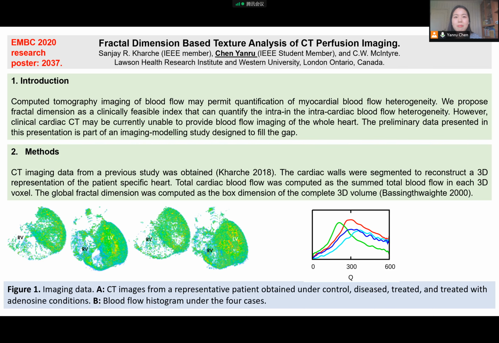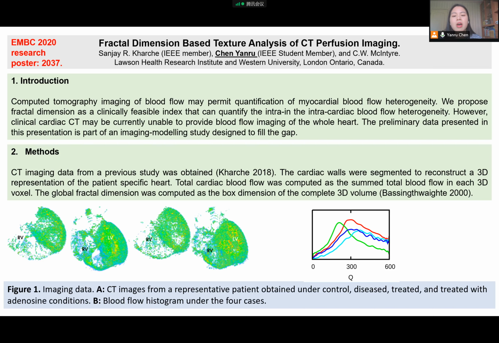Let's start by looking at the introduction. Computed tomography of blood flow in the cardiac ventricles is an established imaging diagnostic technique. Our clinical research provides strong indications that CT imaging of blood flow may permit quantification of myocardial blood flow heterogeneity. We use mechanistic mathematical modeling to gain further insights into our clinical observations.